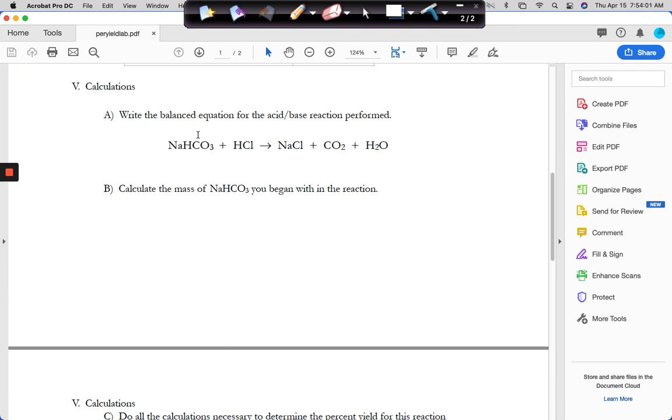So, with that said, let's talk about what you're doing in lab today. So guys, part A in the calculations of the lab, not surprisingly, says write a balanced equation. So now you're going, wait, why does it say write a balanced equation and then you gave us the balanced equation? Guys, the reason is this.